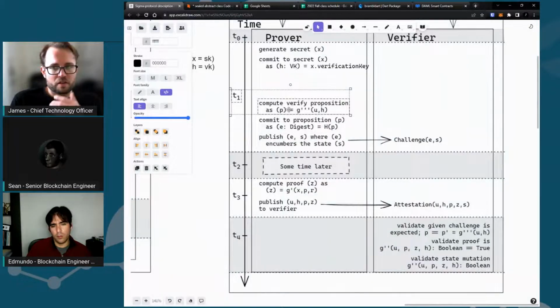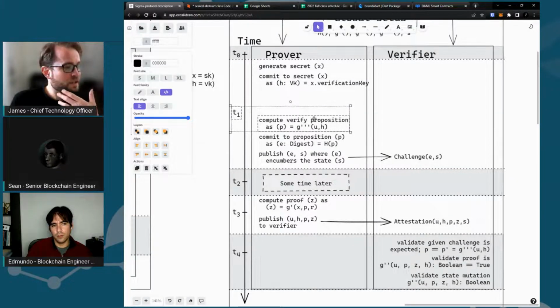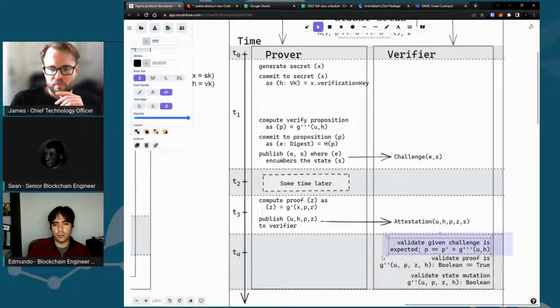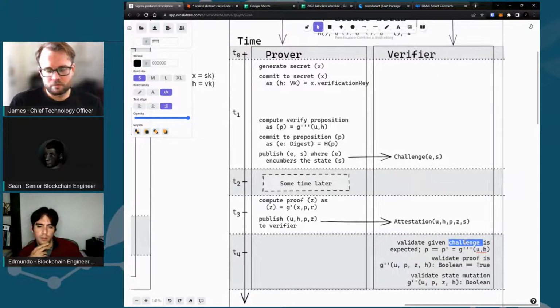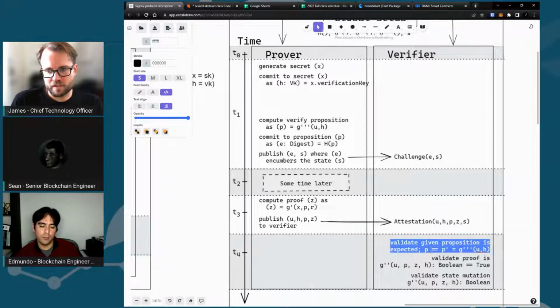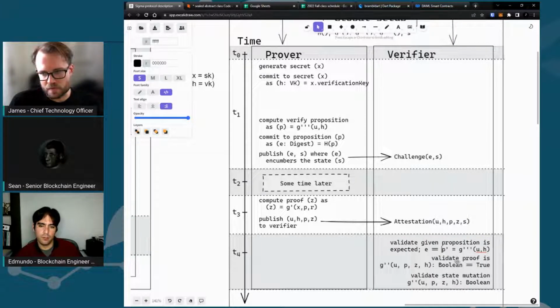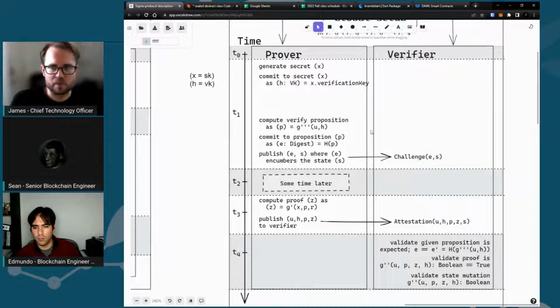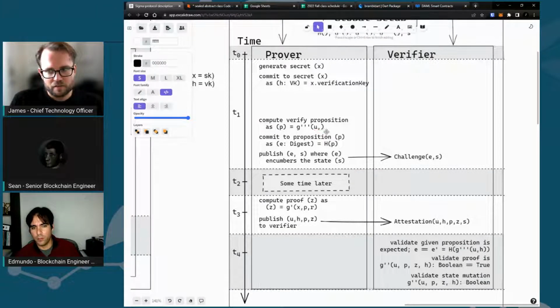All I'm trying to do here is compute the verify proposition, the agreed upon thing. Remember I said that the challenge is to validate the given proposition is the expected one. It's actually not P equals P prime, it's E equals E prime, which comes from the hash of G triple prime of U H. But remember, we don't have U in our little example here. Oh my god, this is the worst little thing to follow. And now, okay, H is BK. Type BK.